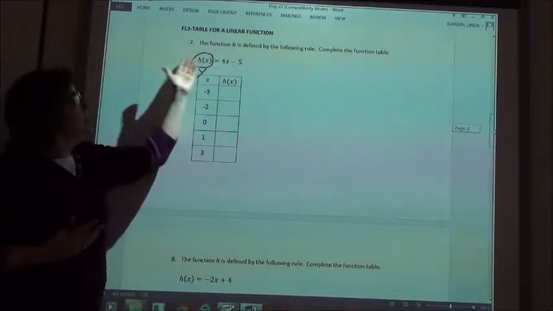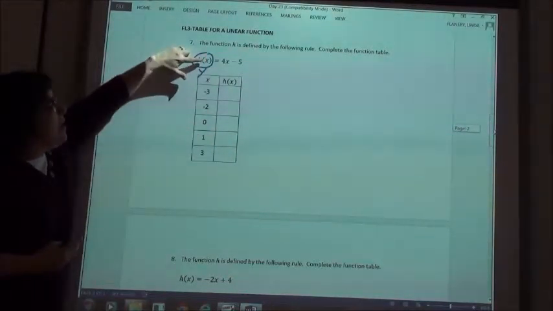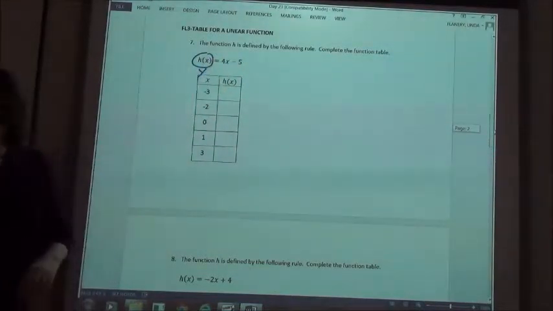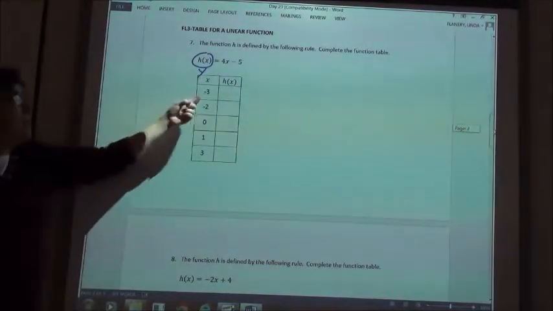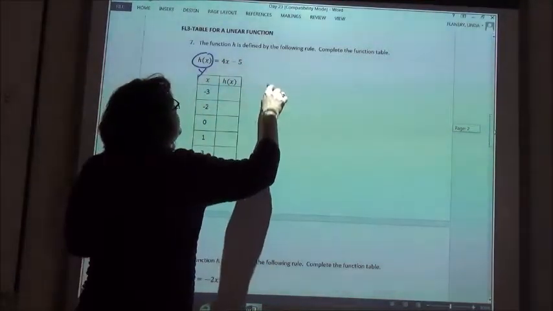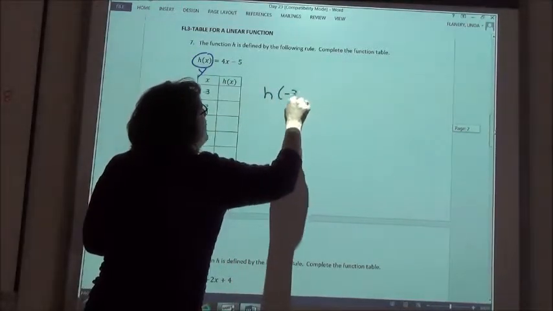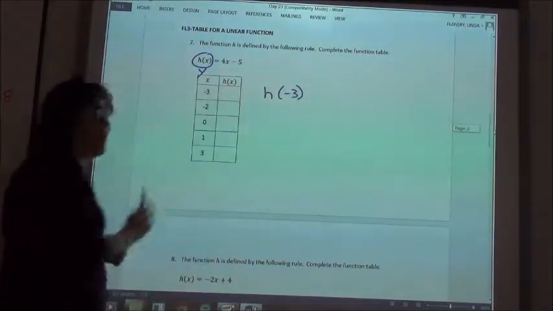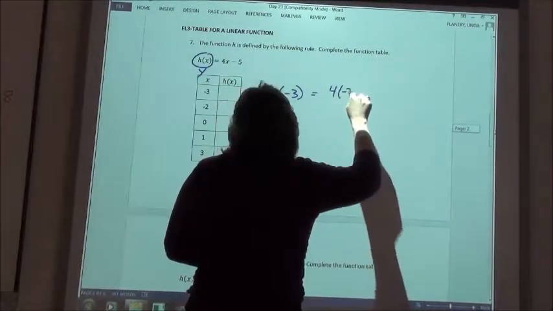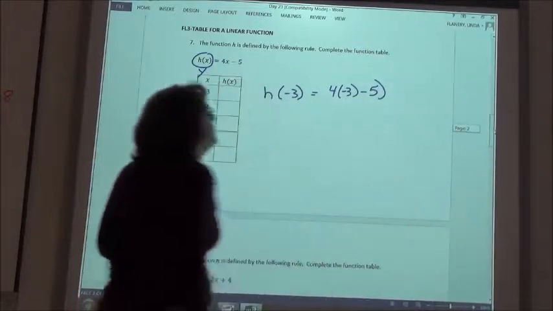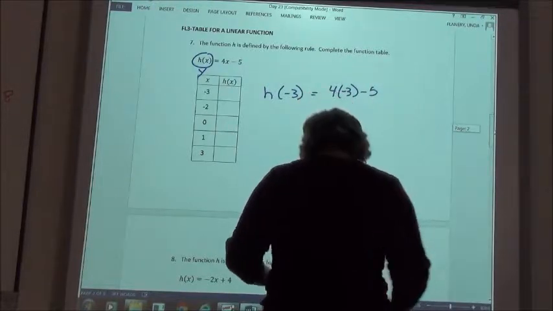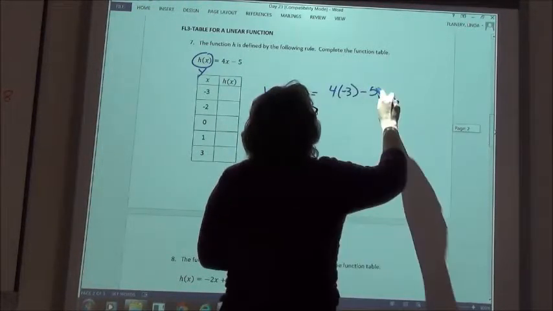So this is just the same thing we've been doing. I'm going to substitute the number in for the X, but I'm really only doing the work on the right-hand side. I'm finding what my answer is if I put -3 over here on the right and solve it. So, first one is written like this. They'll do this, H of -3, to tell you, oh, I'm putting -3 in for my X. And then they're going to do it on the other side, 4 times -3 minus 5. And then I'm going to find the answer to that.